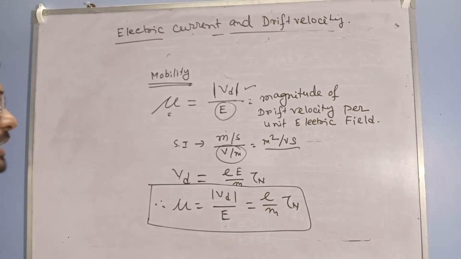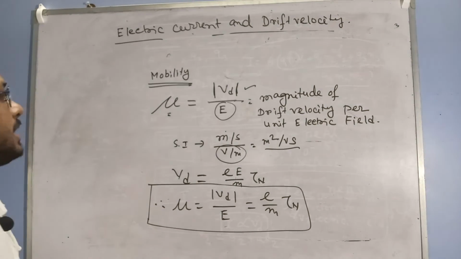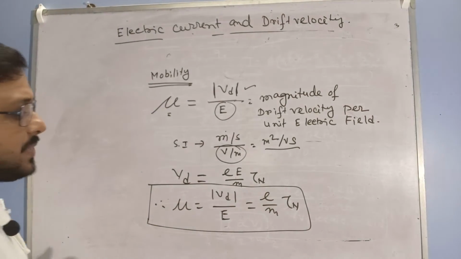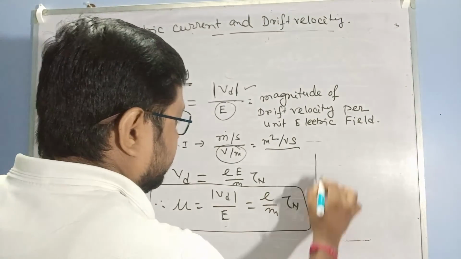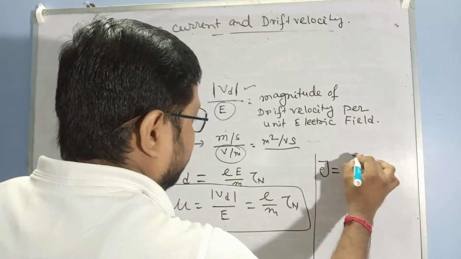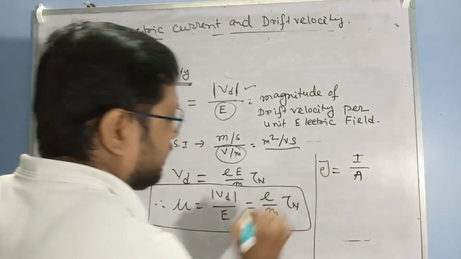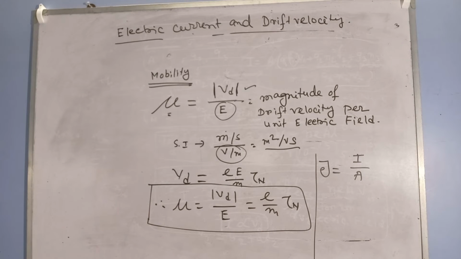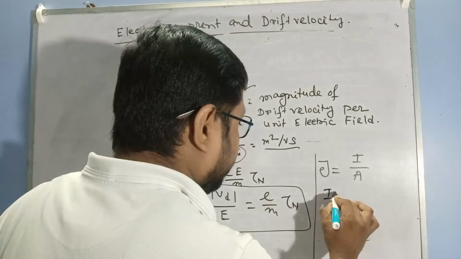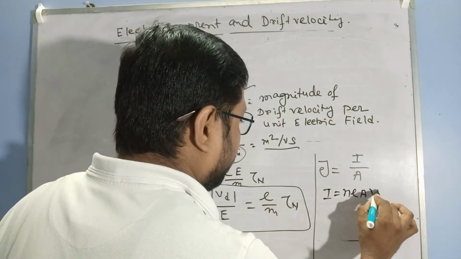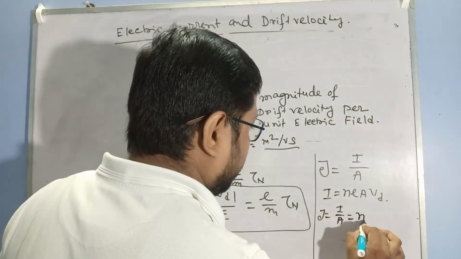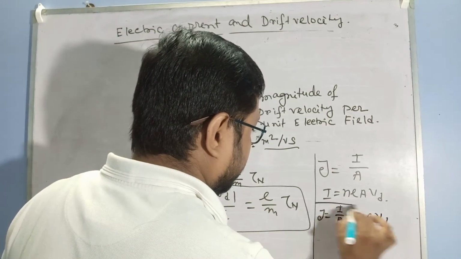Next, we can go with current density J. J is current divided by area. Current divided by area is called current density J. Earlier we got I equal to nAeVd. Therefore J equals I by A, that is neVd.